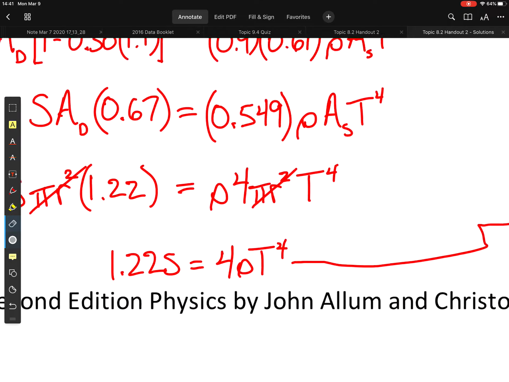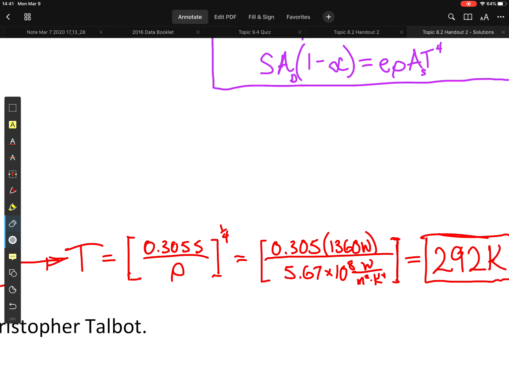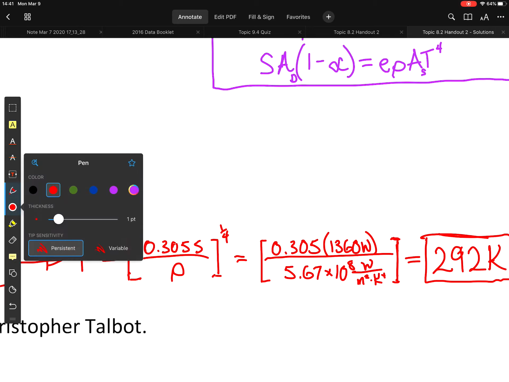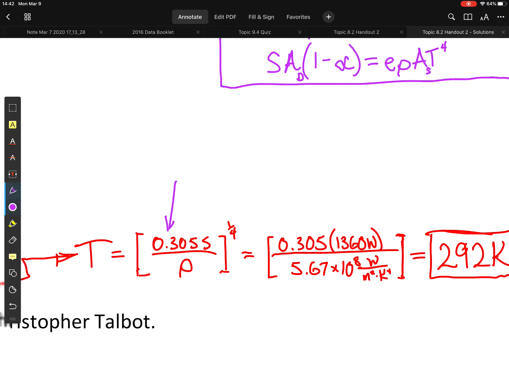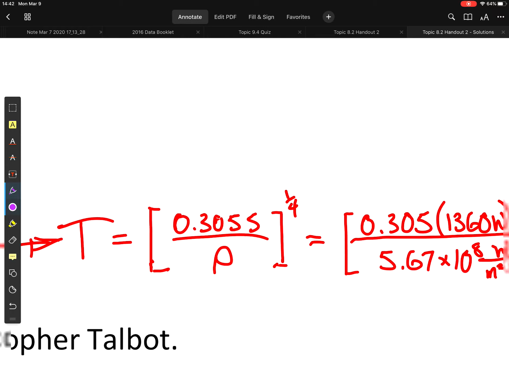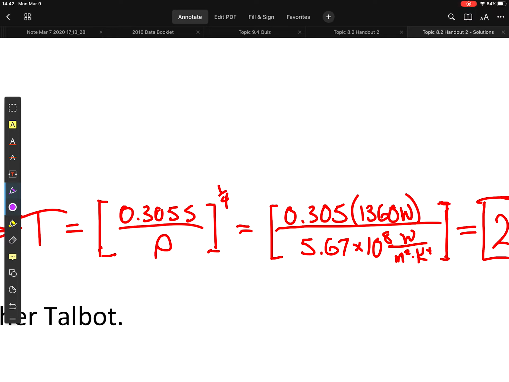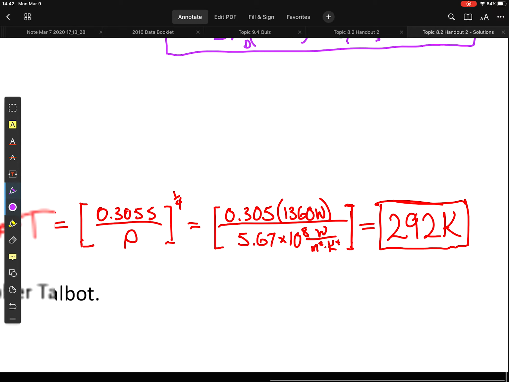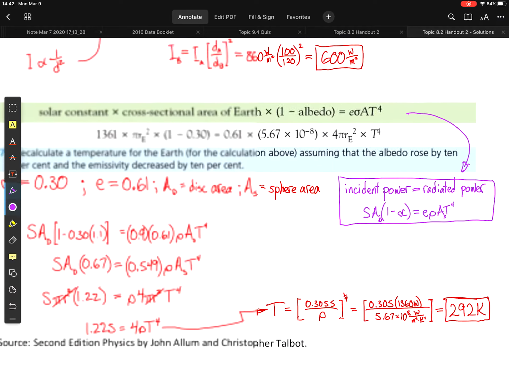Okay, once I get to this equation down here, I solve for temperature, and it looks like this. And I've done a little bit of intermediate math along the way just to get this value, 0.305 times S. Remember that S is the solar constant. Okay, so we have 0.35 times the solar constant divided by the Stefan-Boltzmann constant, which you should have in your calculator, probably. I plug in my numbers and I get 292 Kelvin.